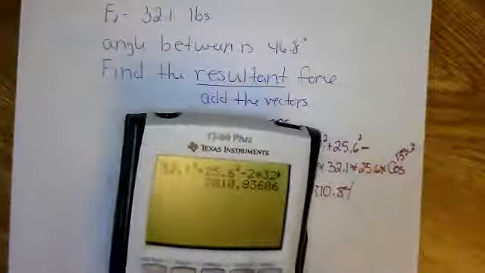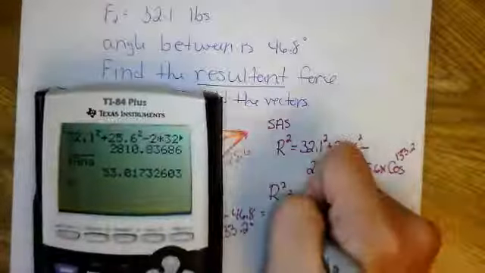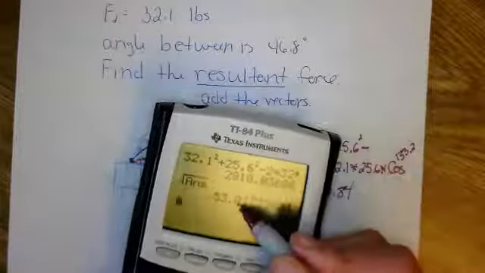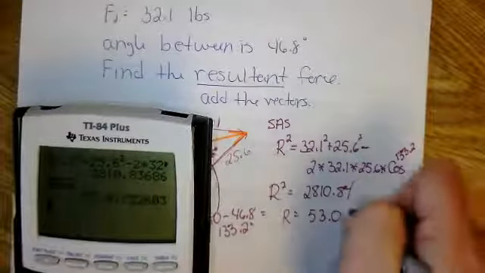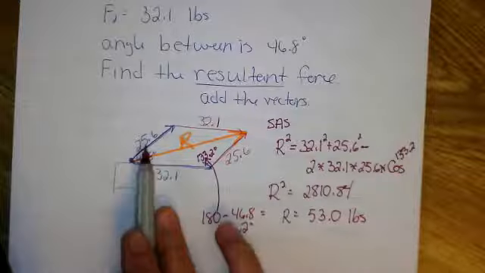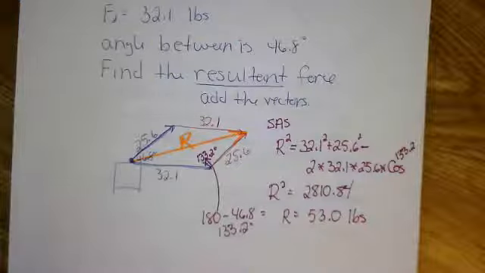2,810.84. I will square root that whole answer and get R equals, with sig figs, 53.0 pounds of force. So a little less than adding the two together because of the angle between them. So not hard to do if you remember to slide them.